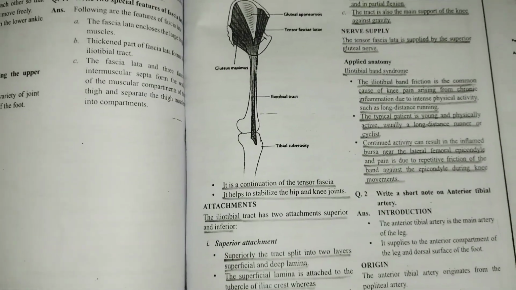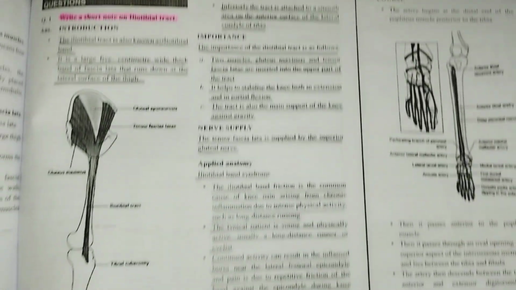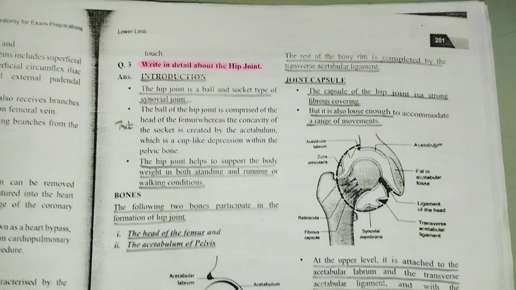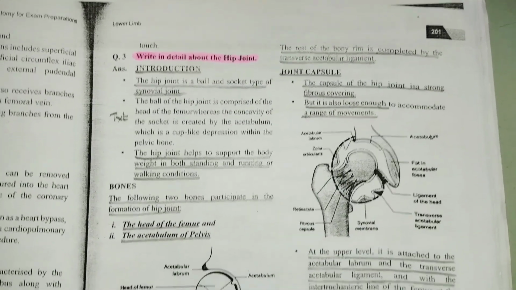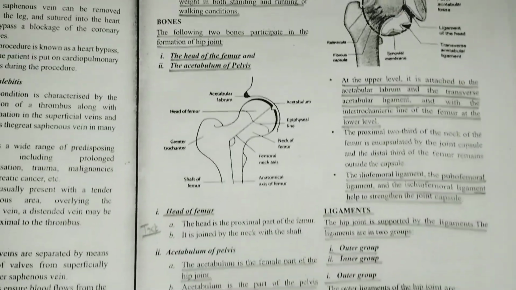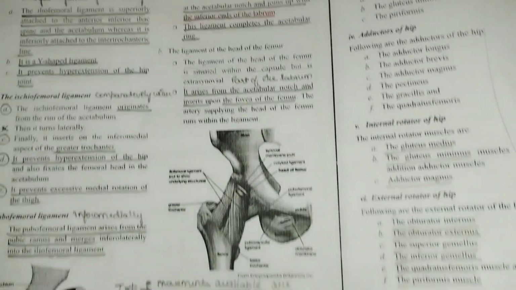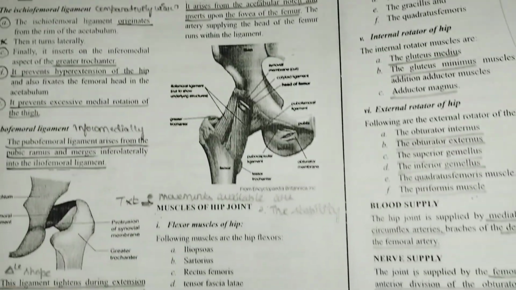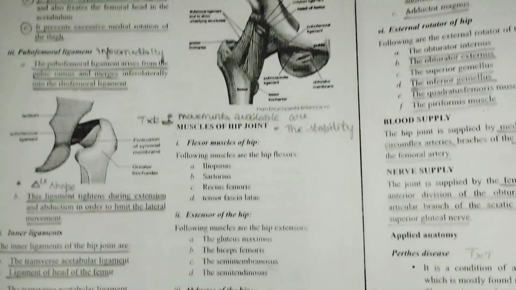And here starts the next part of lower limb. And these are the important 5 mark questions. And here comes the 10 mark questions of lower limb. Let's look into this question of hip joint. And the answer begins with introduction, bones, ligaments, diagram, muscles of hip joint, its blood supply, nerve supply, and lastly the answer ends with applied anatomy.